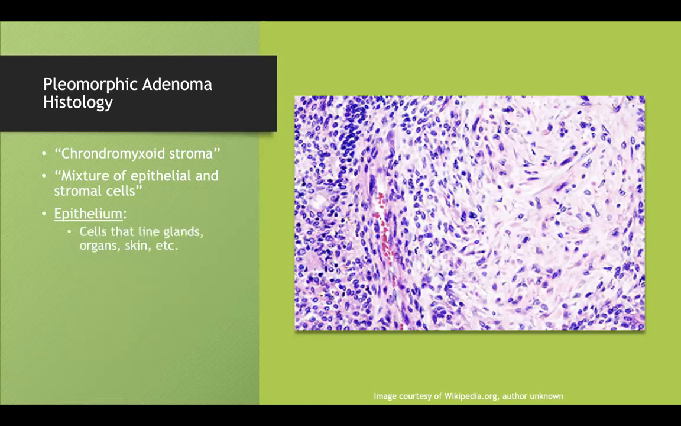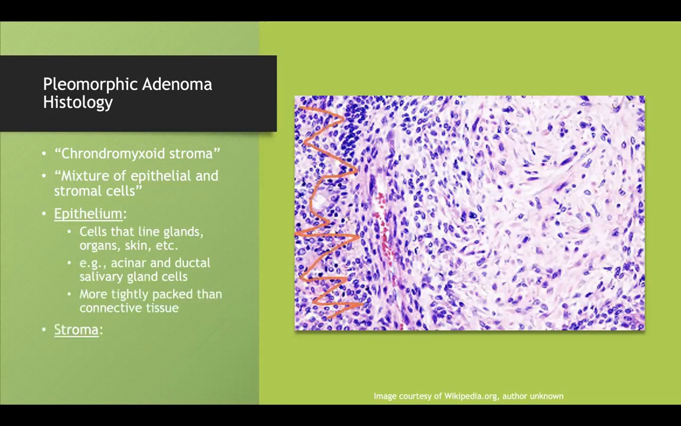Those are just cells that line glands, okay? And so in the example, we've already seen our acinar and ductal cells that line our salivary gland. Those are all types of epithelial cells, and they're very tightly packed, okay? And you can see them on the left here, tightly packed cells. And in contrast, the stroma is our connective tissue. It's a lot more free-flowing. There's a lot more open space in there with cartilage. So you can see that on the right here.